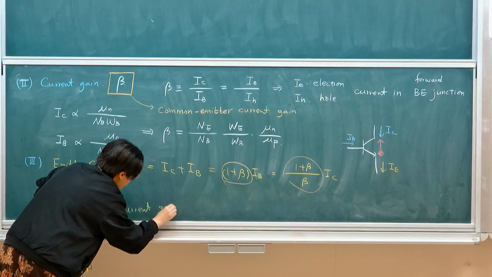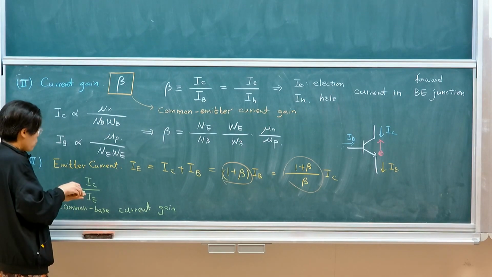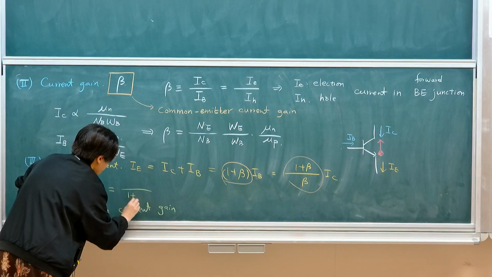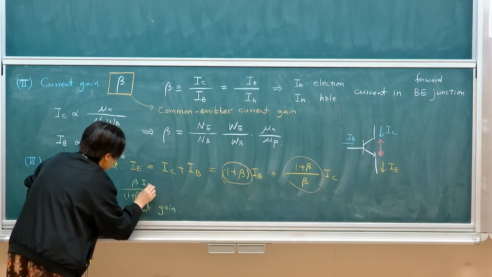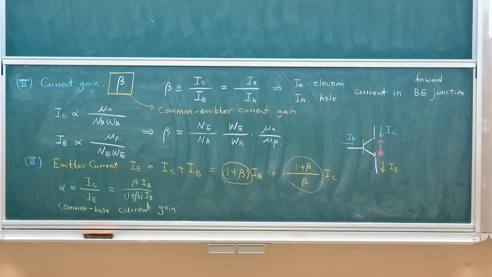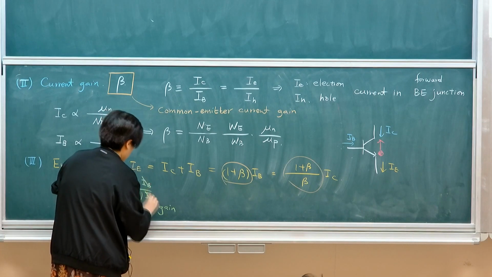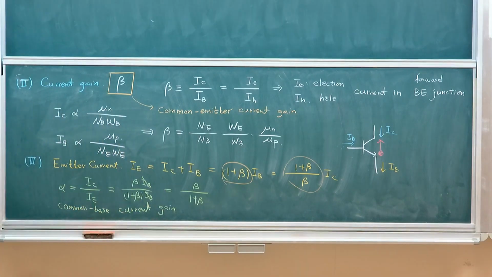Because the base is common, you look at input and output. This would then become your input. The collector is still your output. So what do you think this should be? This would then become 1 plus beta IB. This is beta IB. So if you put them all in ratio of IB, this will be equal to beta over 1 plus beta.